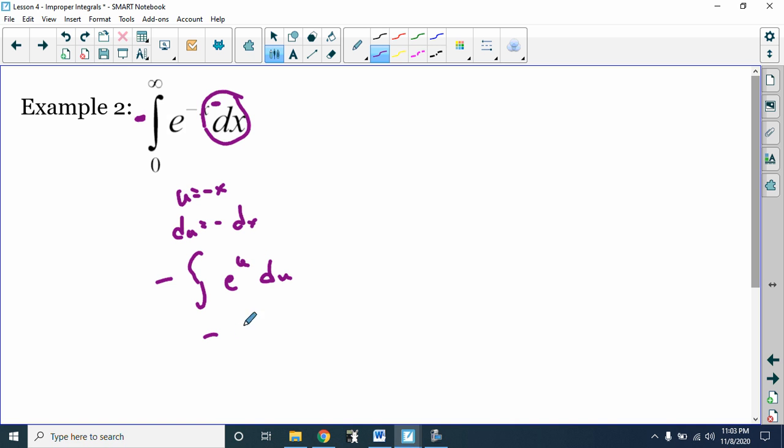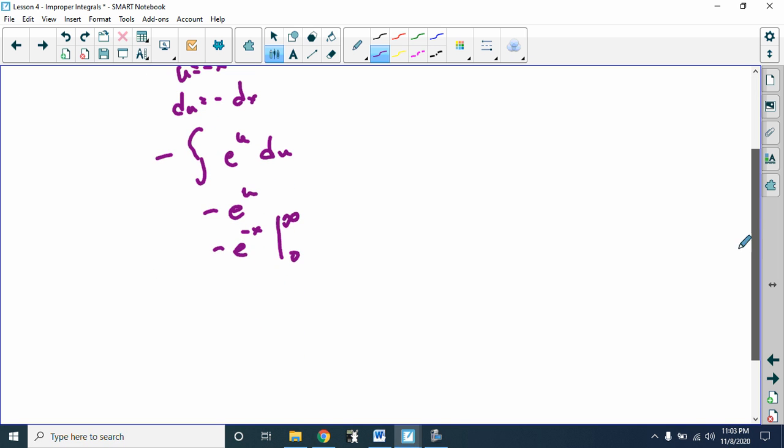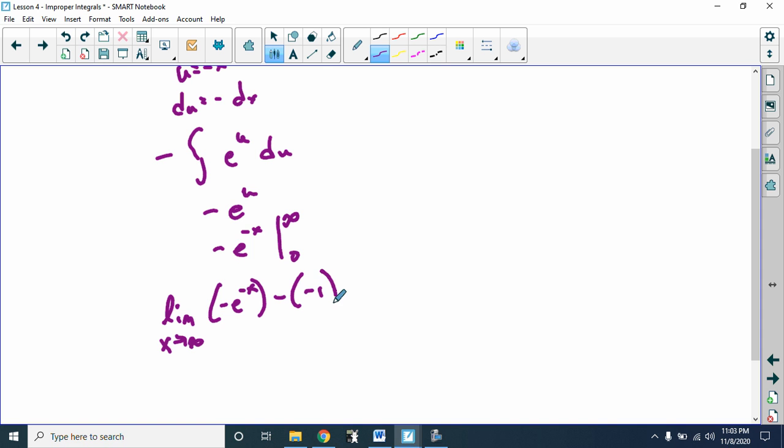So the integral of e to the u is e to the u. So I have e to the negative x from 0 to infinity. You are welcome to change your bounds and work out the same. We're plugging in infinity, which we technically cannot do. We're evaluating the limit as x goes to infinity. Plug in 0 gives me e to the 0, so I have -1. Minus, minus, again, it's plus.